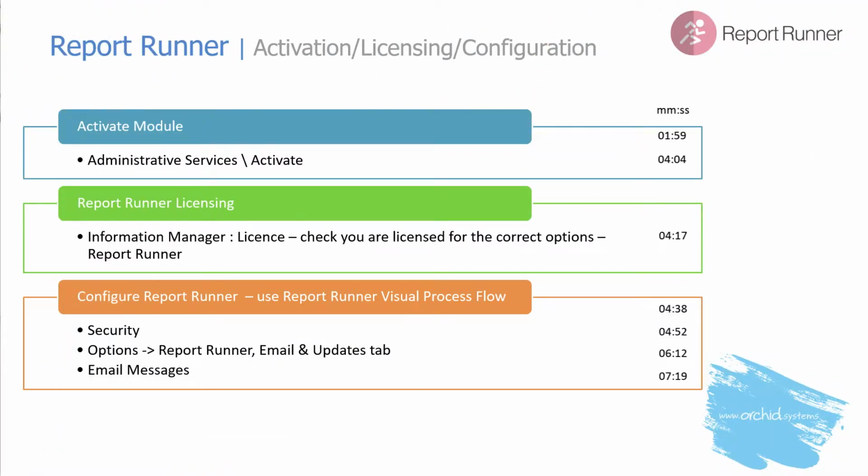We have now seen how to activate the module, how to check the license, and the configuration that we need to do using the Report Runner visual process flow, the security, the options, Report Runner email and updates tab, and the email messages that we may need.